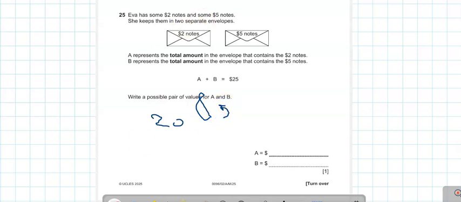or 10 and 15. So any of these correct answers, maybe 20 and 5 or 10 and 15, because I need here a multiple of 2 and here a multiple of 5. Next question.